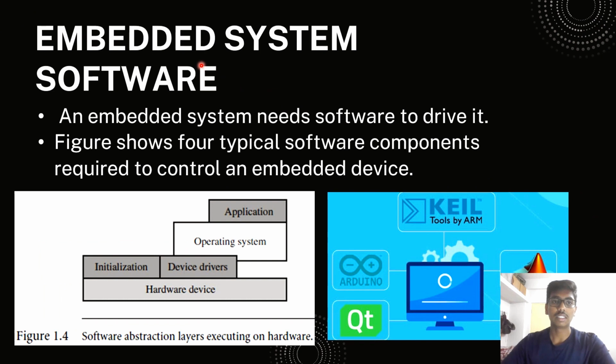Embedded system software. An embedded system needs software to drive it. A figure below shows four typical software components required to control an embedded device. Those are initialization, device drivers, operating system, and application.